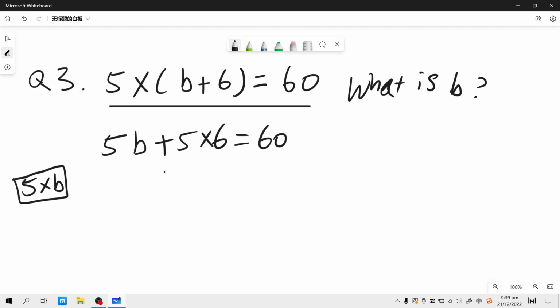Alright, so move on. 5 times b plus 5 times 6 equals 60. 5 times 6, if you have memorized the multiplication table well, you might know this equals 30. So I will write this as 5b plus 30 equals 60.